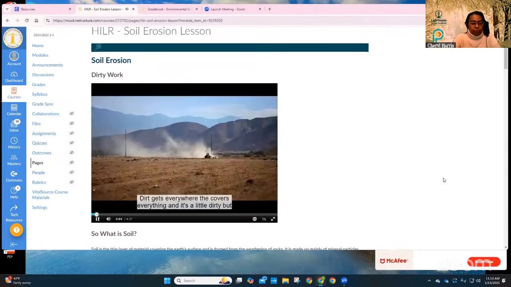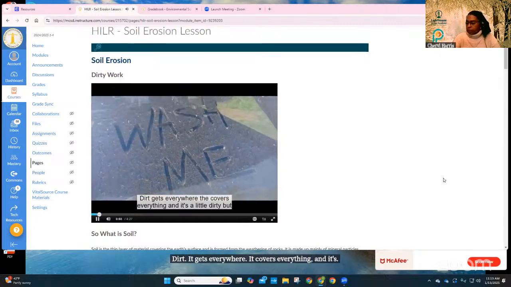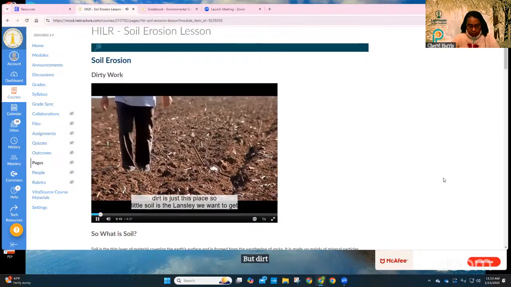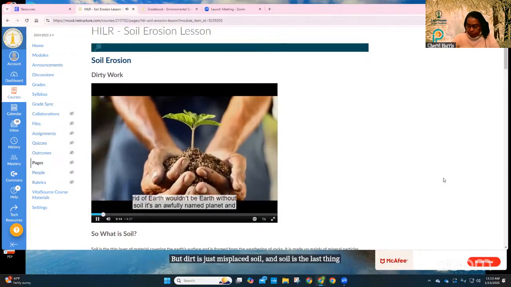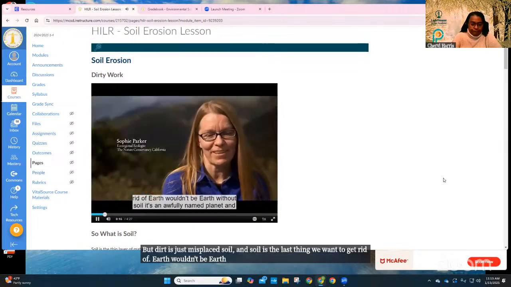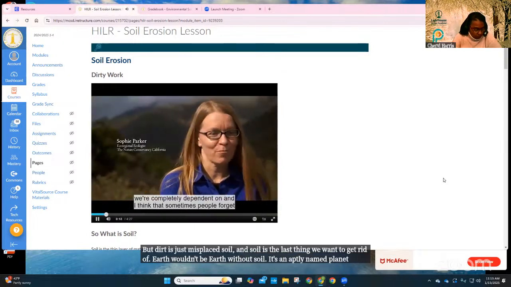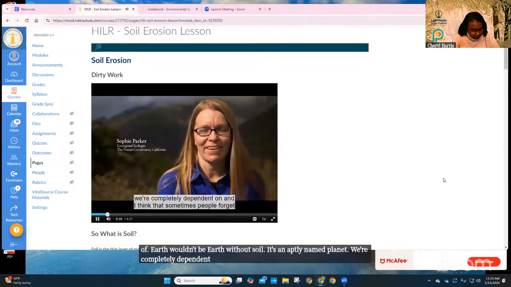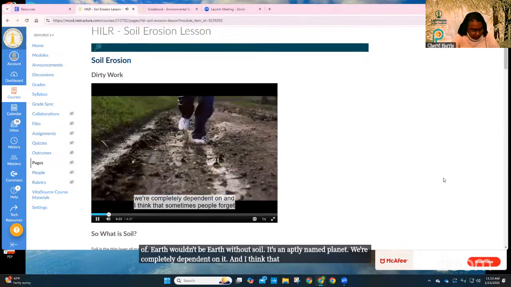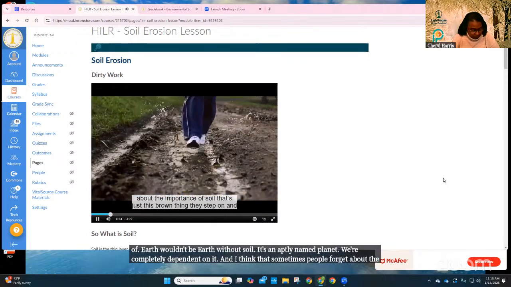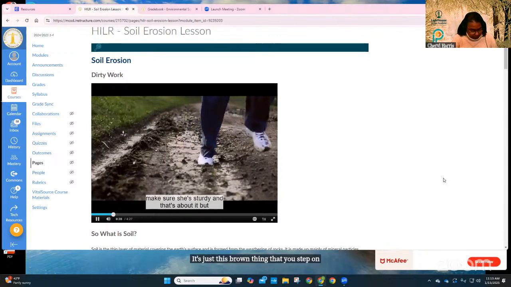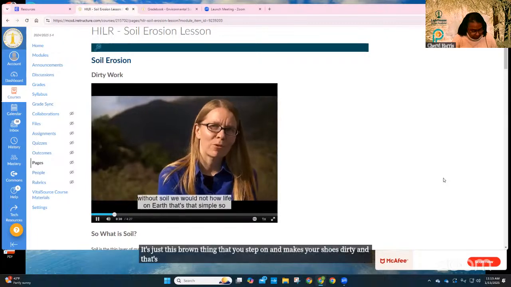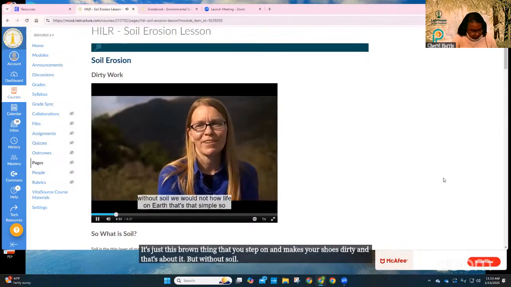Dirt. It gets everywhere, it covers everything, and it's, well, dirty. But dirt is just misplaced soil. And soil is the last thing we want to get rid of. Earth wouldn't be Earth without soil. It's an aptly named planet. We're completely dependent on it. And I think that sometimes people forget about the importance of soil. It's just this brown thing that you step on and makes your shoes dirty, and that's about it. But without soil, we would not have life on Earth, and it's that simple.